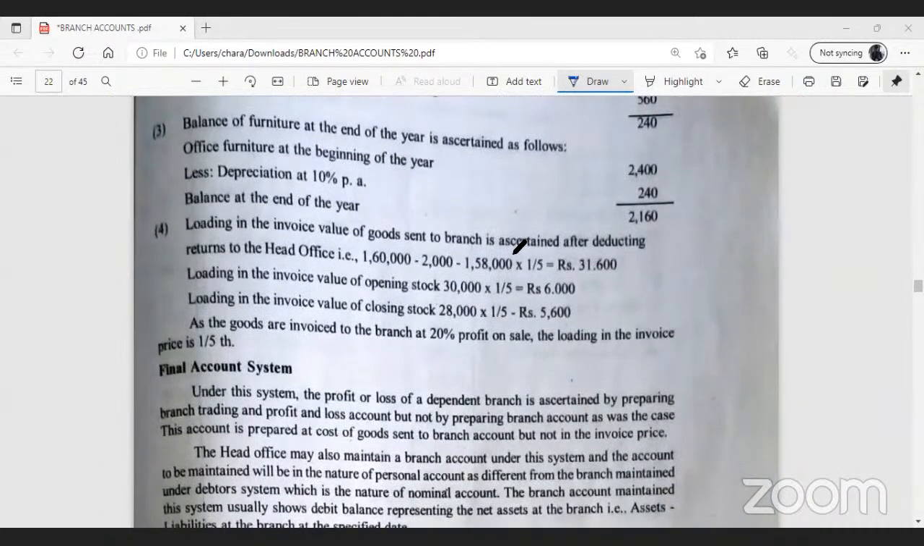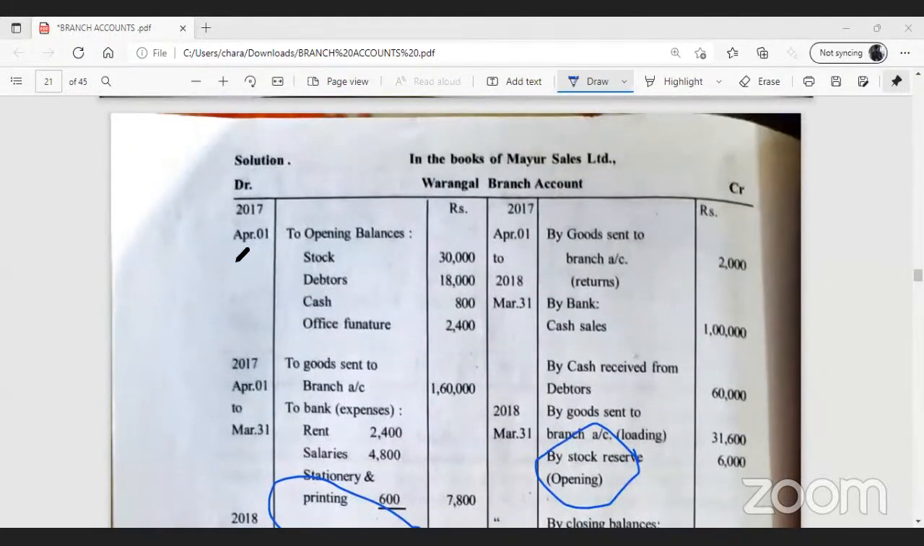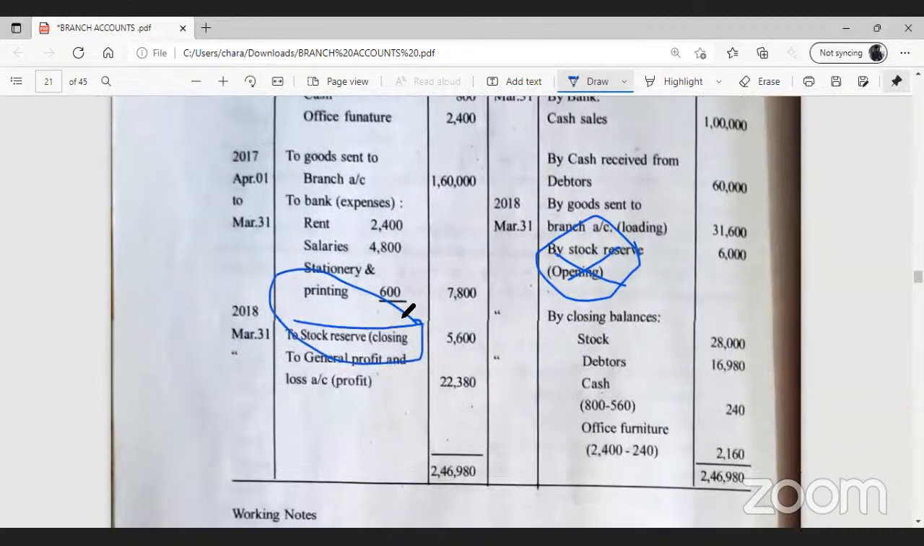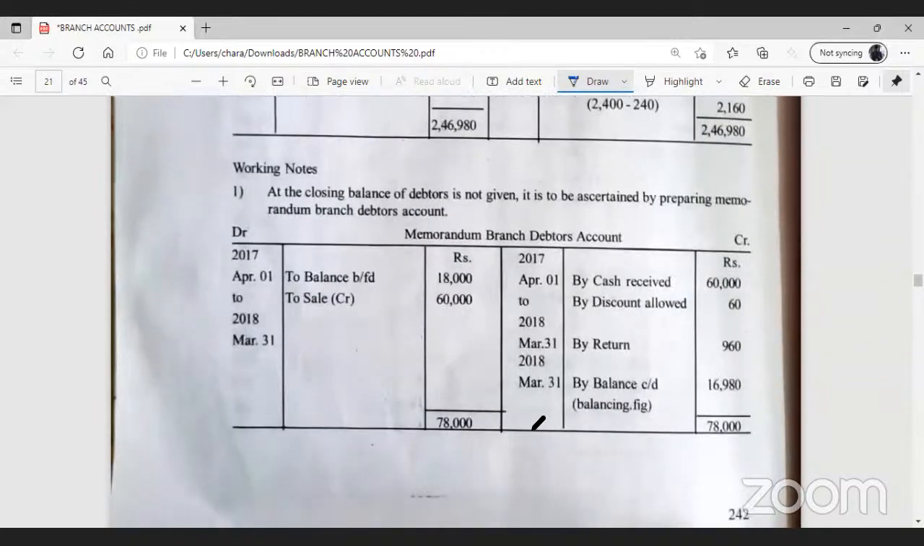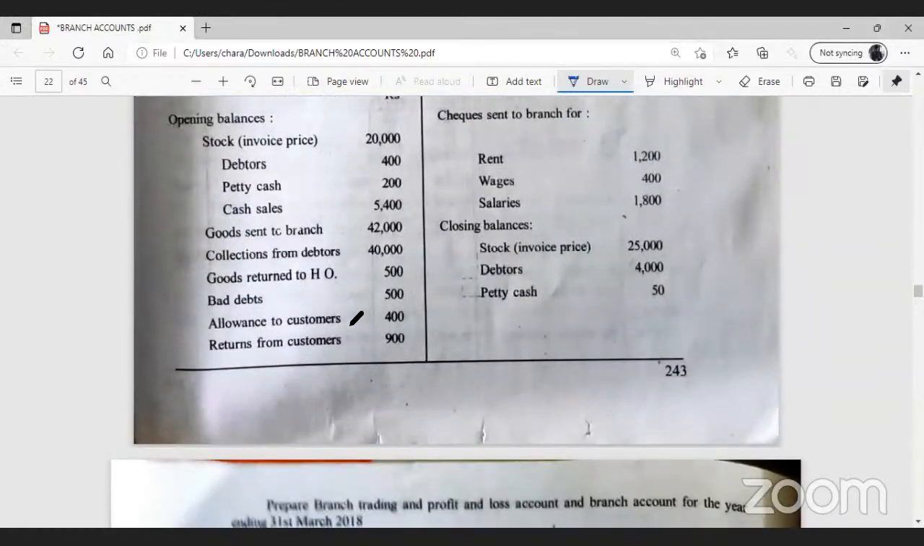If you remember that way, fine. If you don't remember, at least the minimum sum you can do. If you attempt, you can score 50 marks, leaving the stock reserve. If you don't know how to calculate this, leave this part. The remaining part is as usual a simple problem. So you can score at least 50%. If it is a 12 marks question, at least 6 marks you can score instead of losing it totally. Understood? Right.